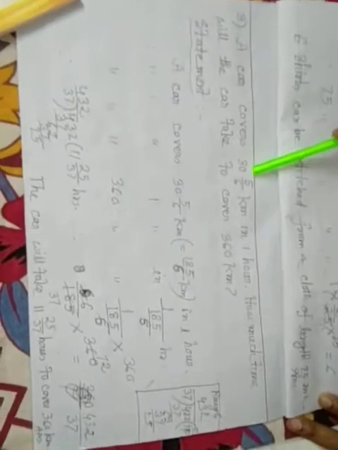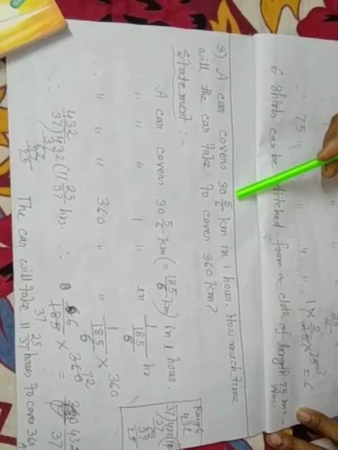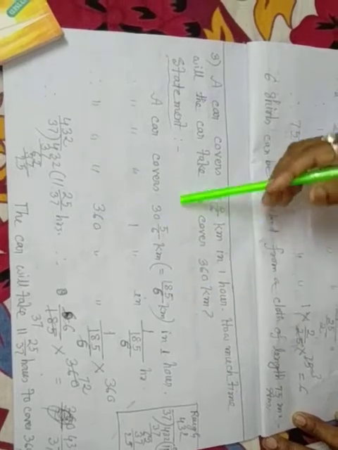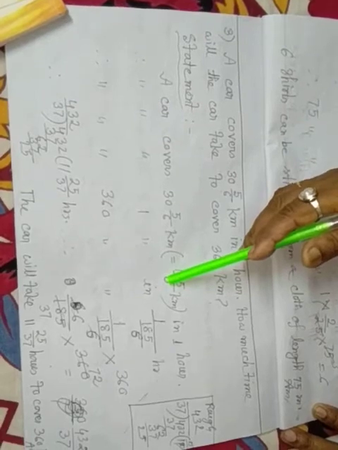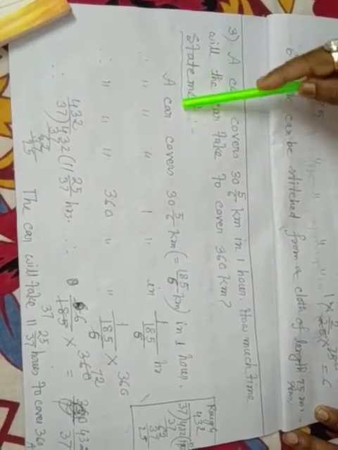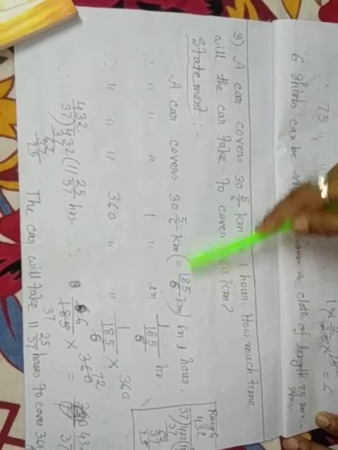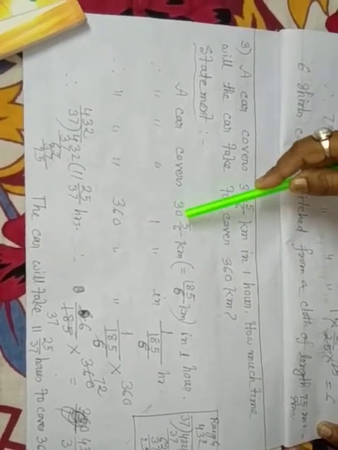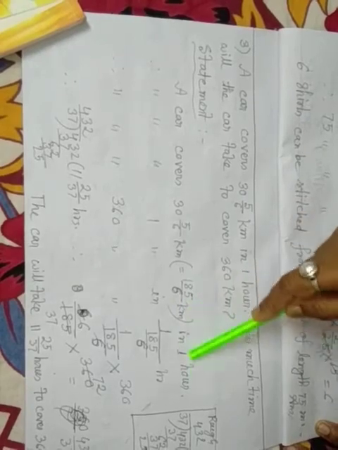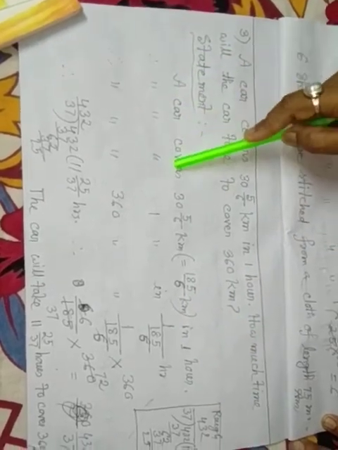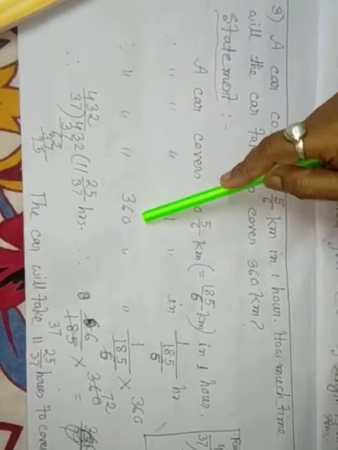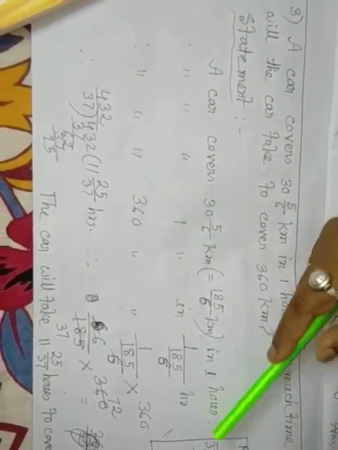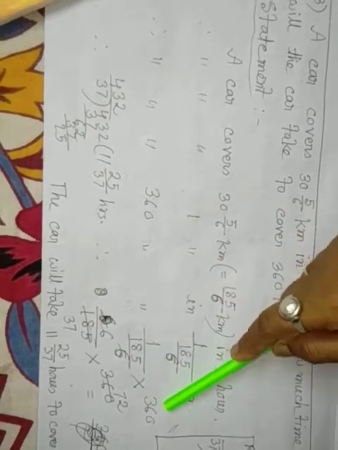So 35 by 6 means 6 into 30, 180, plus 5, 185 by 6 kilometers in 1 hour. So a car covers 1 kilometer in 185 by 6 hours. So a car covers 360 kilometers in how many hours? 185 by 6 into 360.